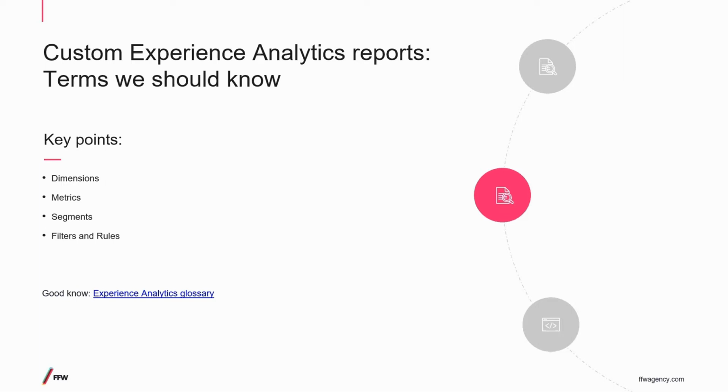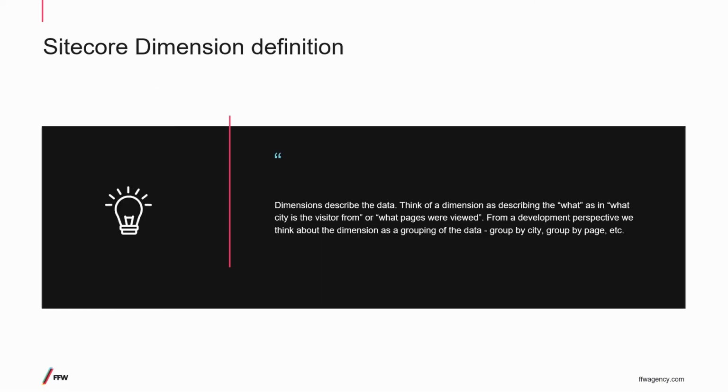Let's move to the terms because this is the most challenging thing you will meet eventually when you create your reports. And let's start with the dimension in Sitecore and what it is. The dimension basically describes the data. Think of a dimension as describing the what, as in what city is the visitor from, or what pages were viewed.